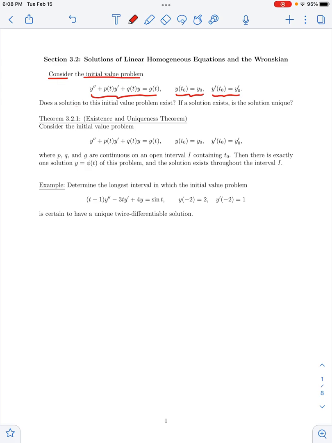So the question that we're going to pose is whether there is a solution of this initial value problem. That is, can we find a solution? And if a solution does exist, let's say that we have maybe found a solution, is that solution unique? Is it the only one? So the answer to those questions comes from the following theorem.